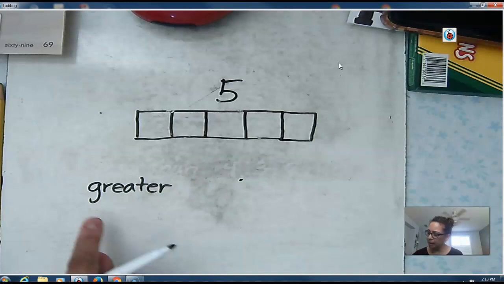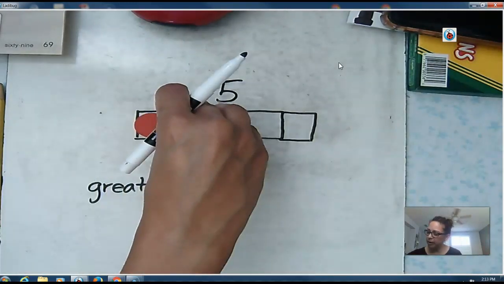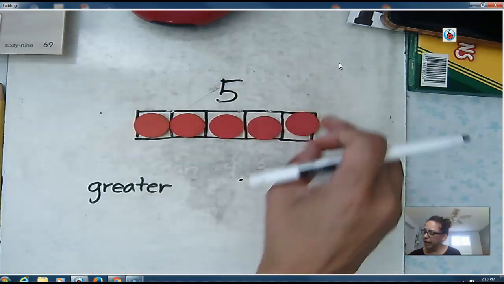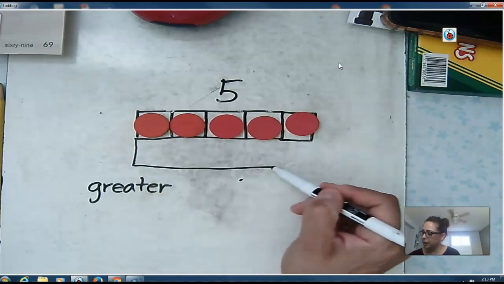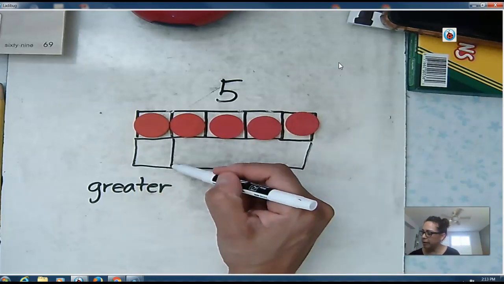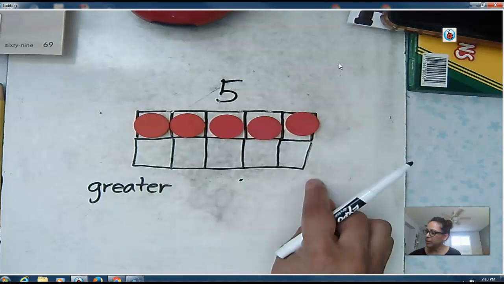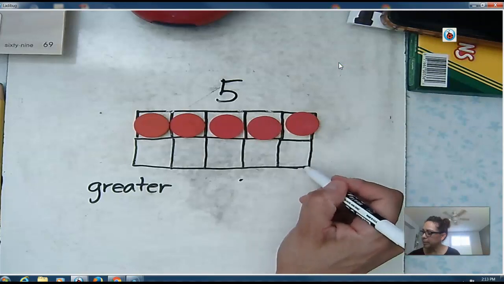And now let's think about greater. Greater than 5 would mean that I would have to add, because this is a 5 frame, I could add another row of this so that we have enough space for 10. Because we want to stop somewhere. There's a lot of numbers that are greater than 5, but we're going to stop at 10.